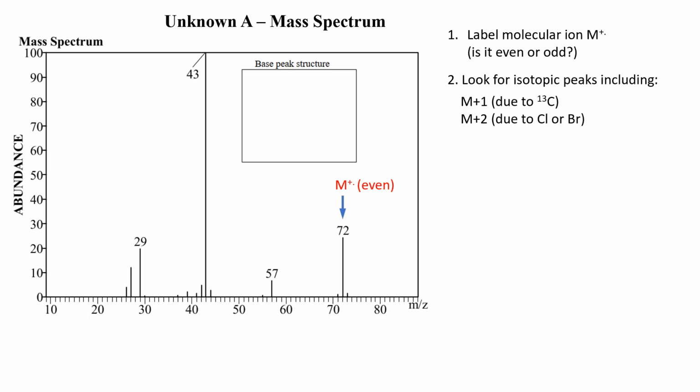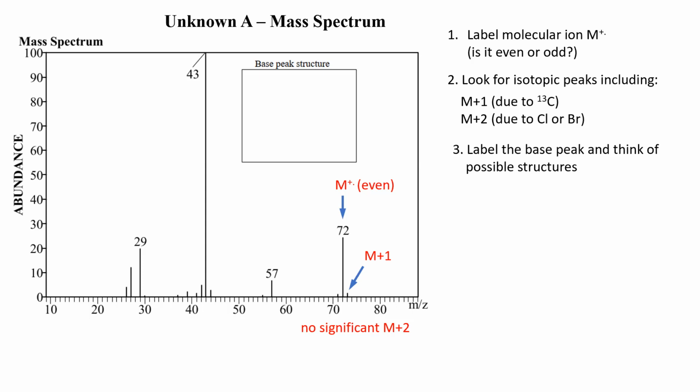The next thing to do is to look for isotopic peaks that you can find associated with this molecular ion. For example, an M+1 peak would be due to carbon-13 incorporation, and we can see a little M+1 peak here at 73. You also should look for an M+2 peak to see if there's any substantial peak 2 mass units heavier, at 74 for example. Since we don't see a significant M+2 peak in this spectrum, we can say that there isn't chlorine or bromine present.